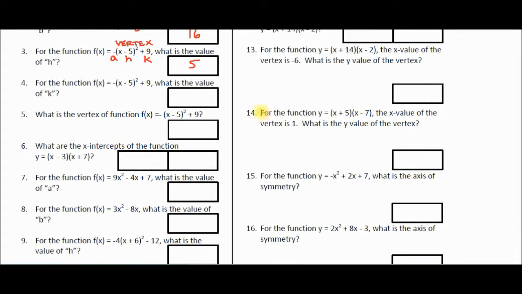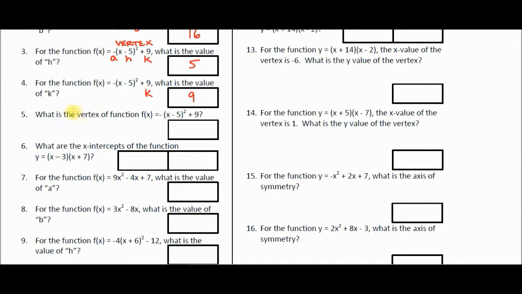Number 4. For the function f of x equals negative x minus 5 squared plus 9, what is the value of k? Well, that's the same equation that we had in number 3. It's still vertex form, and we can see that the k value was over here on the end, the constant. So the k value is 9. Remember, we keep the sign of k, we flip the sign of h.